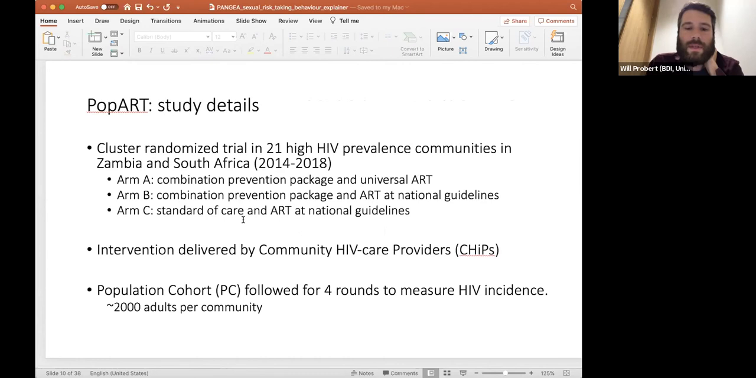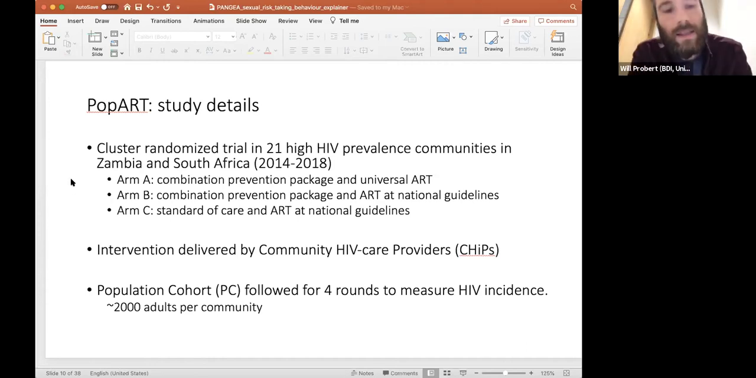So I wanted to highlight some of the work that we've been looking at related to sexual risk-taking behavior within the model used within the Popheart study, so HPTN 071. Popheart, for those who are not familiar with it, is a cluster randomized trial in 21 high prevalence communities in Zambia and South Africa. It took place between 2014 and 2018. It's a very large scale HIV prevention trial, and it was a 3-arm trial with 2 intervention arms, arm A and B, and one control arm, a standard of care arm, arm C.